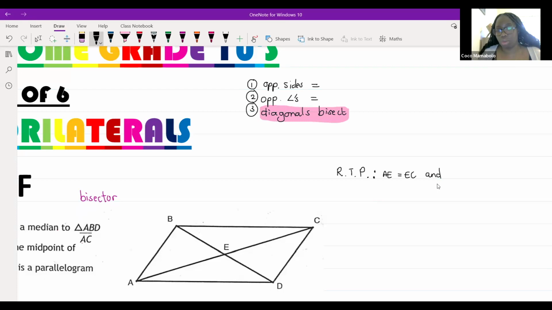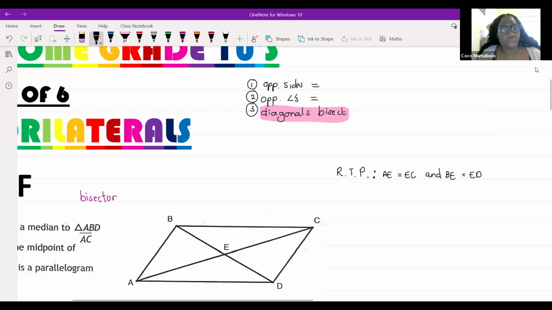Correct, Seho. On the money. Good. BE needs to equal ED. Is that where we were going with this? Yes. You got it. That's correct. Good, Seho. Excellent work. All right, so those are the two things that we're going to prove.